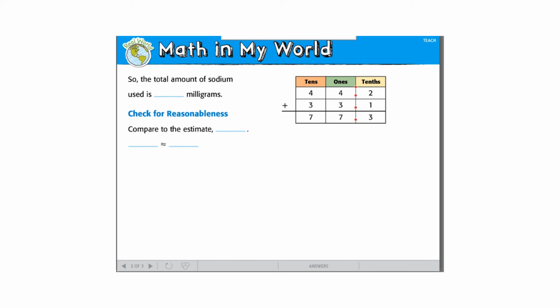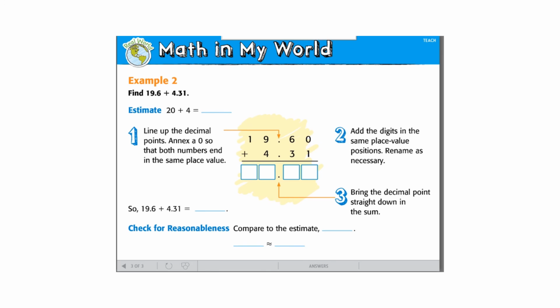All right, look at the next example. It says example number 2 is find 19 and 6/10 plus 4 and 31/100. So you notice here that they annexed a 0. They added that extra 0 in just as a placeholder. So the first step is to line up the decimal points, annex a 0 so that both numbers end in the same place value. Then you add the digits in the same place value.